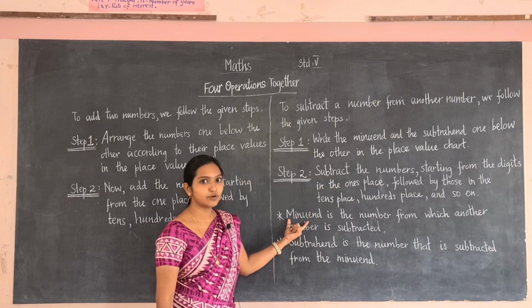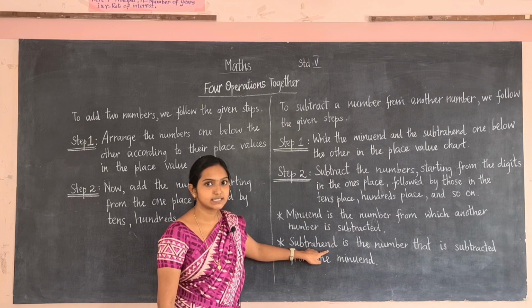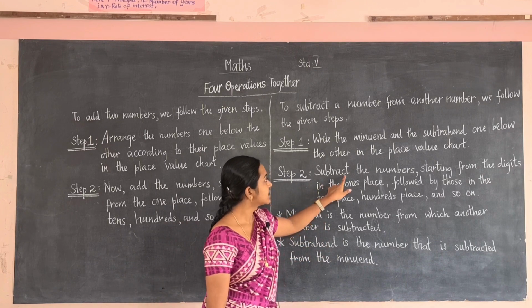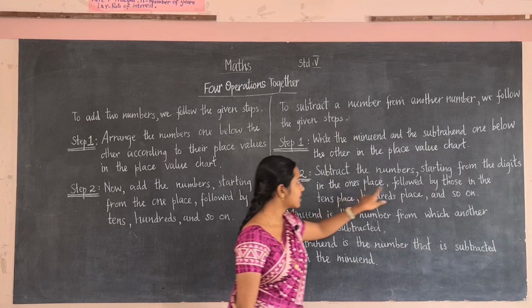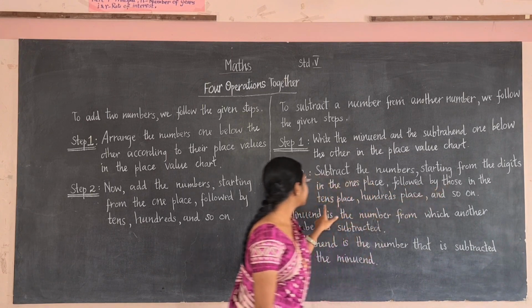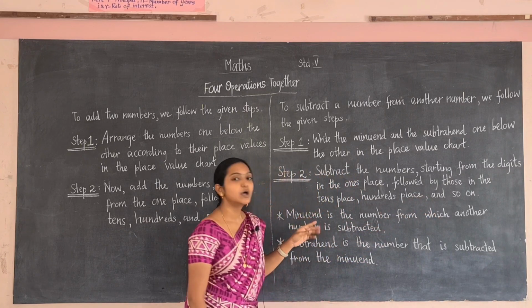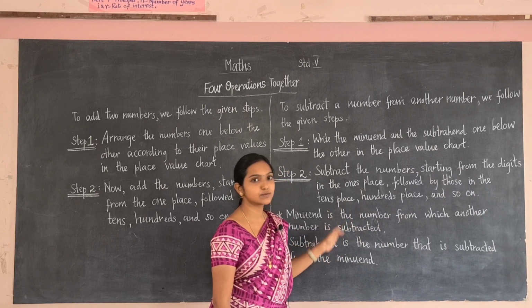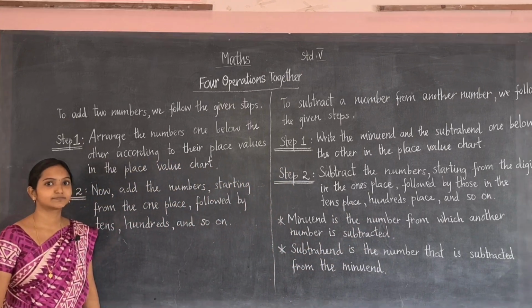From minuend, we are going to subtract a number. That number is called as subtrahend. Subtrahend is the smallest number in the subtraction. The second step is subtract the numbers starting from the digits in the ones place followed by those in tens place, hundreds place and so on. While subtracting, you must start from ones place and move to tens, hundreds and thousands place. Now copy down these in your maths note.